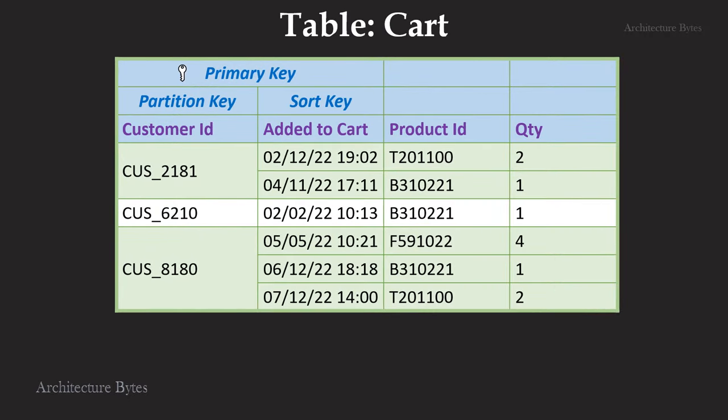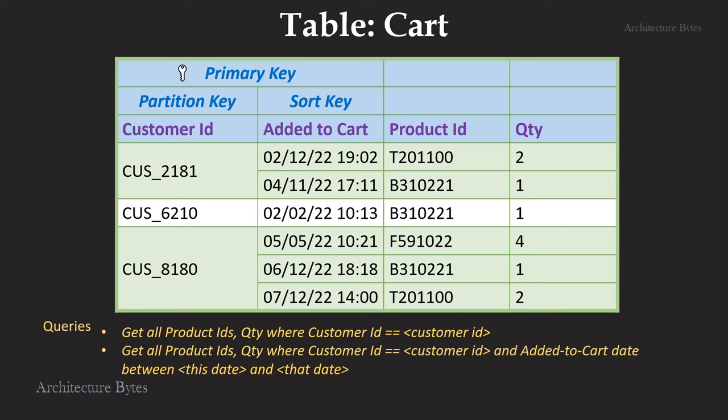This is the shopping cart table, and it stores the products and quantity a customer has placed in the cart. Primary key is made up of customer ID as partition key and cart addition timestamp as sort key. Therefore, you can efficiently query this table as follows: get all products and quantities in a particular customer's cart, get all products and quantities in a particular customer's cart added in a date range.